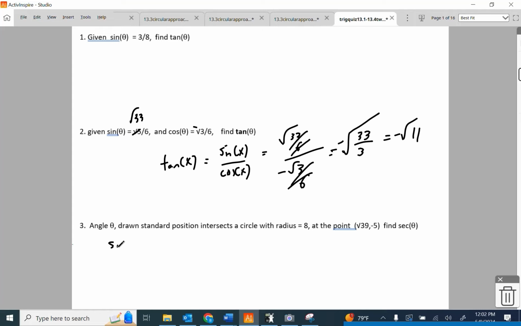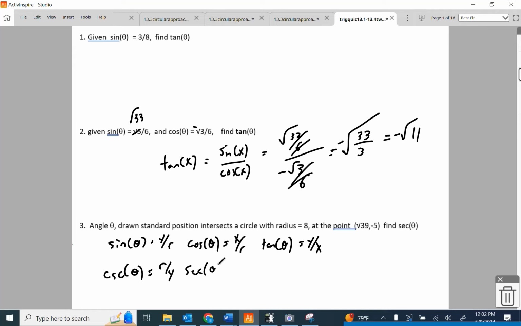In a perfect world, you would remember that the sine of theta is y over r. The cosine of theta is x over r. The tangent of theta is y over x. The cosecant, you can hear my phone, I'm getting torn up, is r over y. The secant of theta is r over x. And the cotangent of theta is x over y.